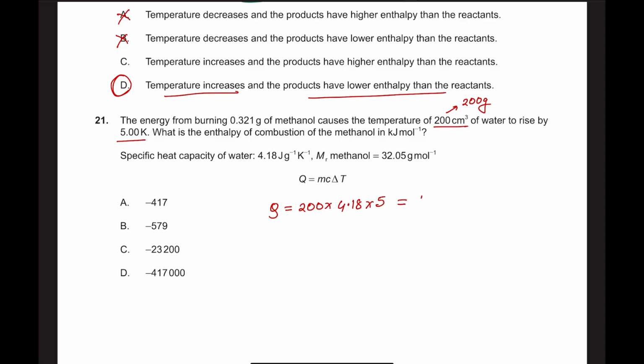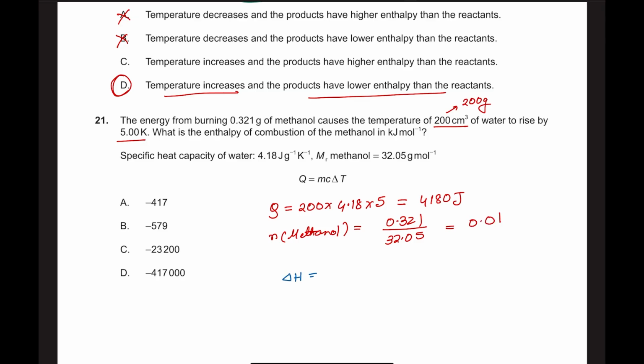So if I simplify this, I'll get 4180 joules. This is the heat absorbed by water when 0.321 grams of methanol is burnt. We'll find the moles of methanol, which is 0.321 divided by 32.05. You get around 0.01 moles of methanol.